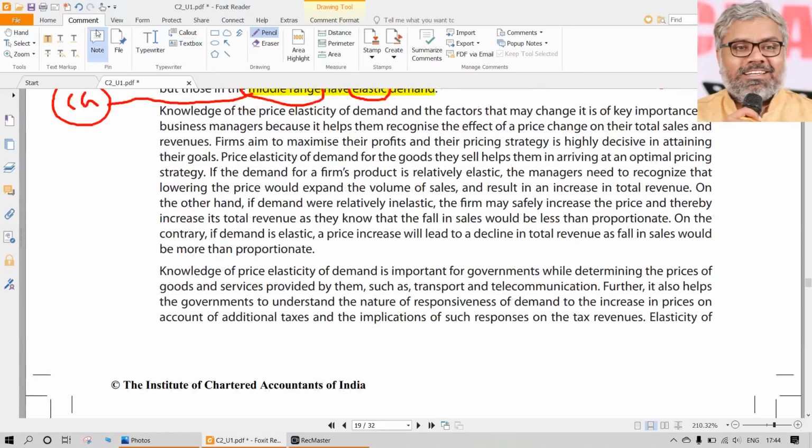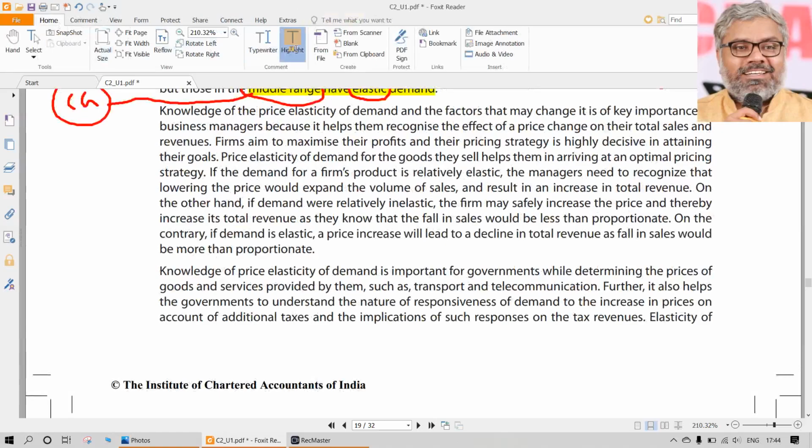And of course, the knowledge of the price elasticity of demand is required for everybody. It is not only useful for business managers. For them, it is anyway required. Not only for that, it is also important for the governments while determining prices, taxes, etc. So they also have to keep it in mind. The governments also will have an understanding of the price elasticity of demand of a product.